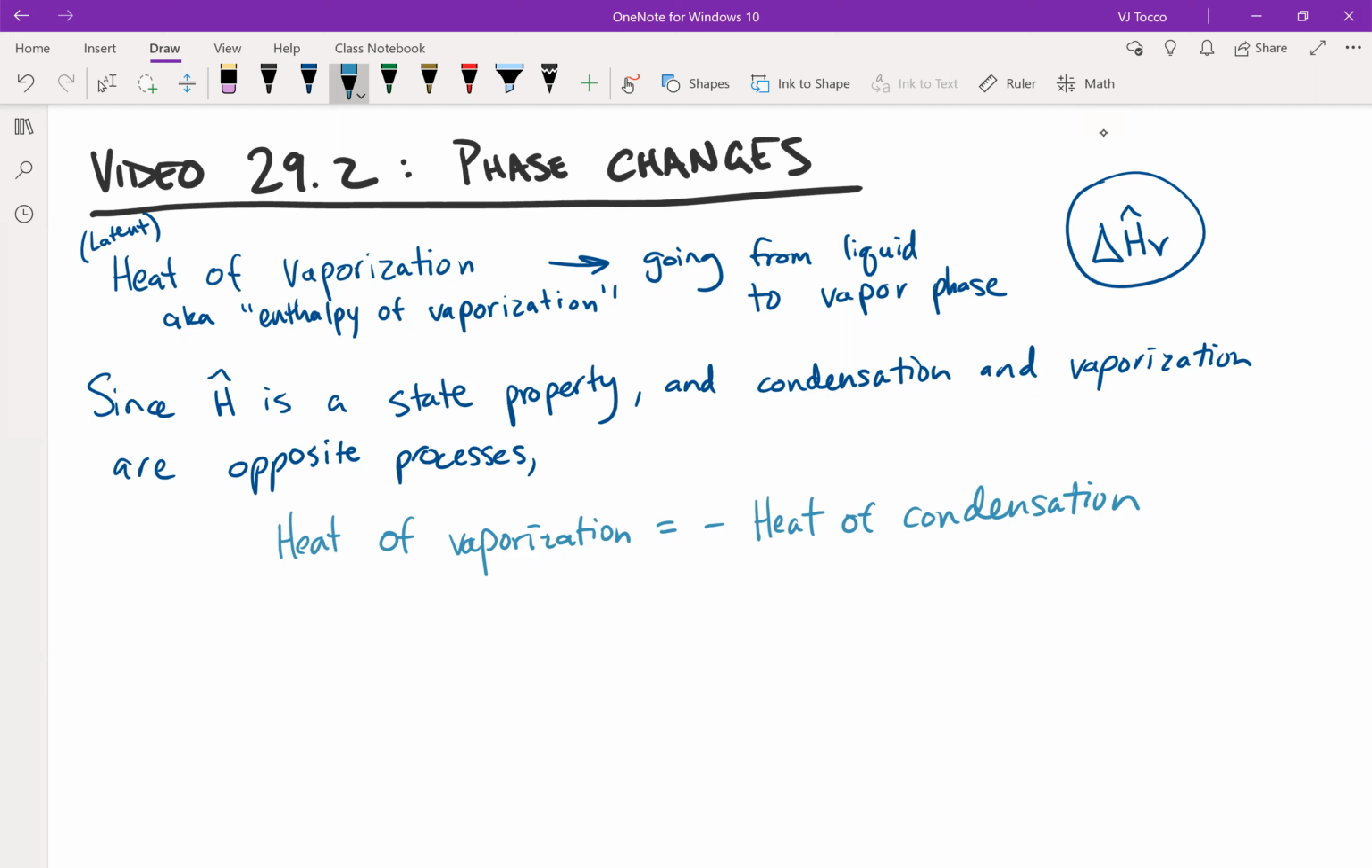Let's say, for example, a substance has a heat of vaporization of 40 kilojoules per mole. That would mean that the process of going from liquid to vapor requires a change of 40 kilojoules per mole, whereas the opposite would be negative 40 kilojoules per mole.